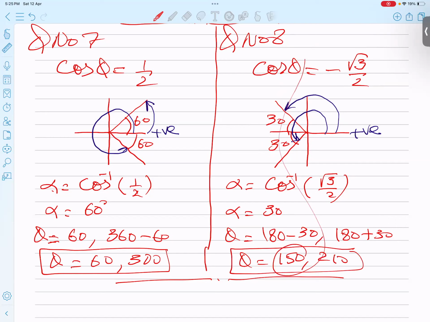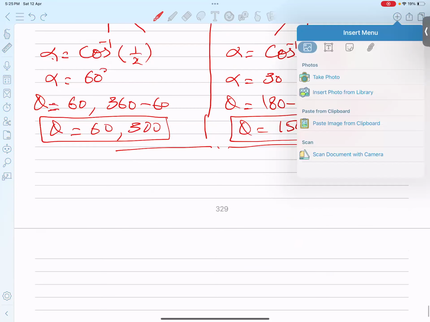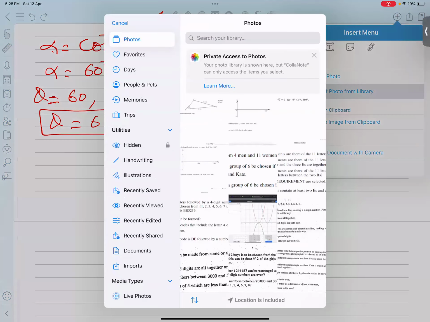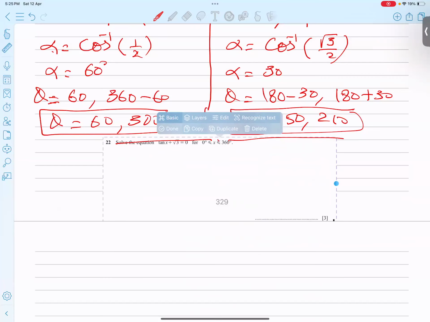You can check it. If you plug in this value here, you must get negative root 3. If you plug in 210 here, you must get this angle. I believe you people understand very well. And now I'm introducing some questions with you, and you have to try with me. For example, this question.